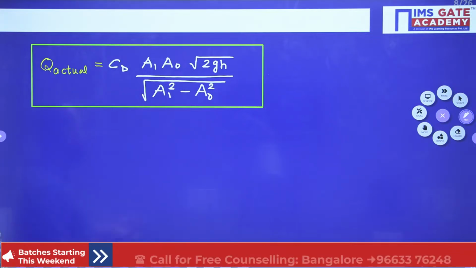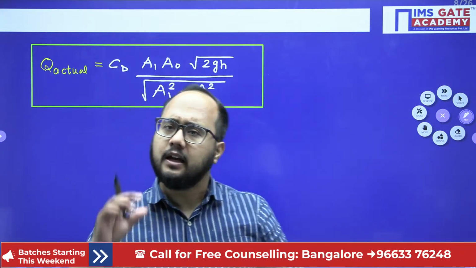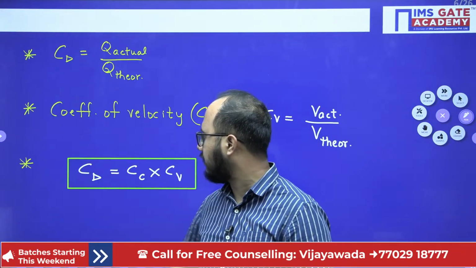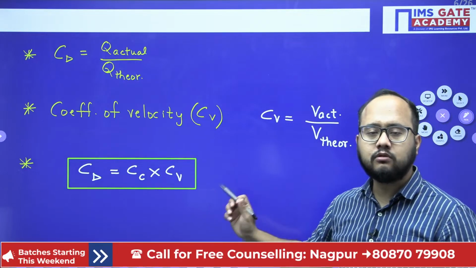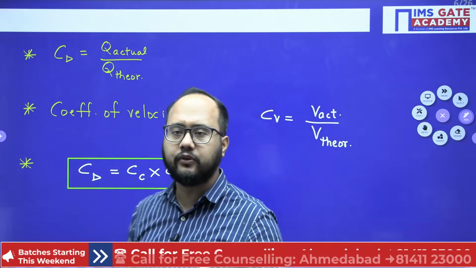Let's suppose in the question the CD value is not directly given, but they have given CC, the coefficient of contraction, and CV, the coefficient of velocity. So we can use the previous relation that we have written here: CD equals the product of CC and CV. If you multiply CC and CV, you will get the coefficient of discharge.